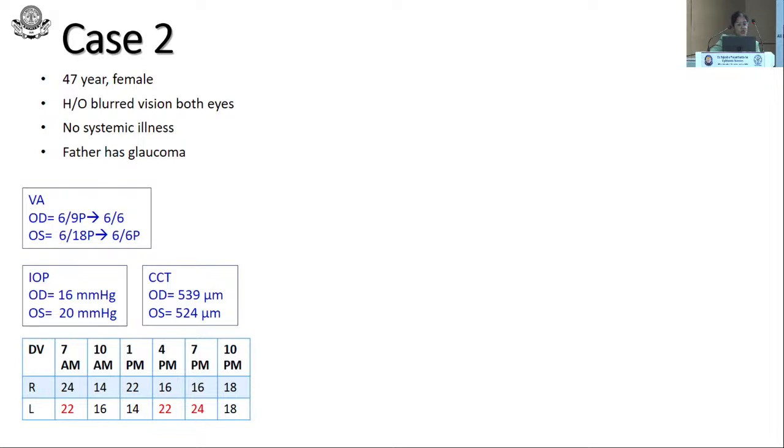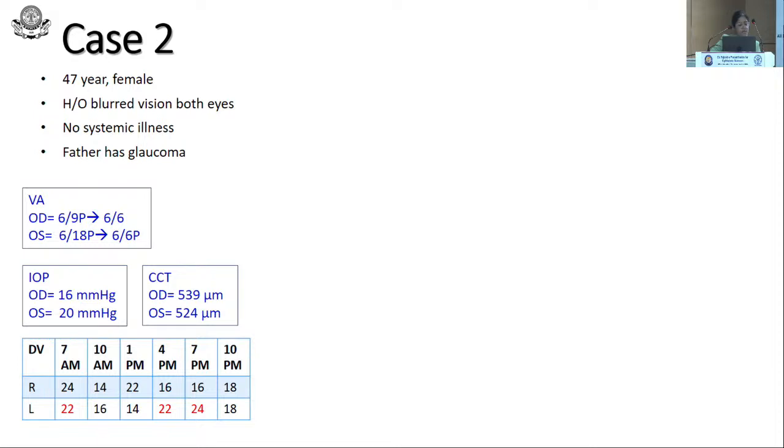So coming to case 2, a 47-year-old female, history of blurred vision in both eyes, no systemic illness, father has glaucoma. Visual acuity in the right eye is 6/9 improving to 6/6, and in the left eye it is 6/18 improving to 6/6. IOP in the right eye is 16, whereas in the left eye it is 20, and CCT appears to be normal. On DV, we have seen at 7 a.m., 1 p.m., 4 p.m.